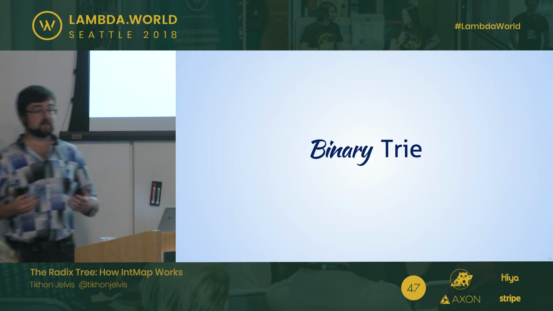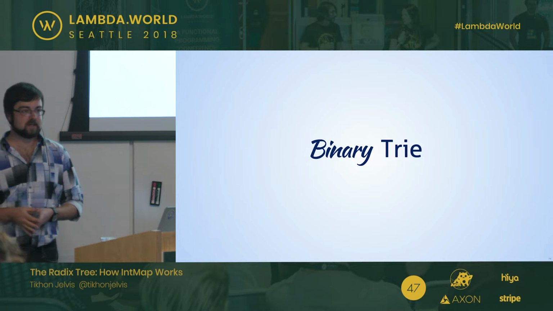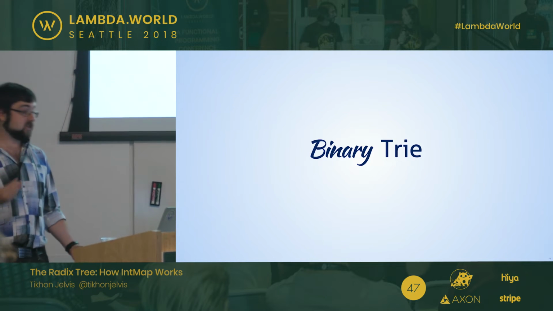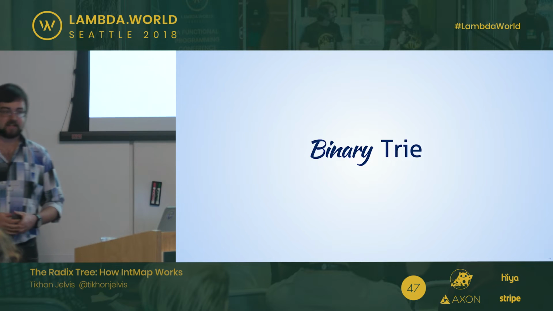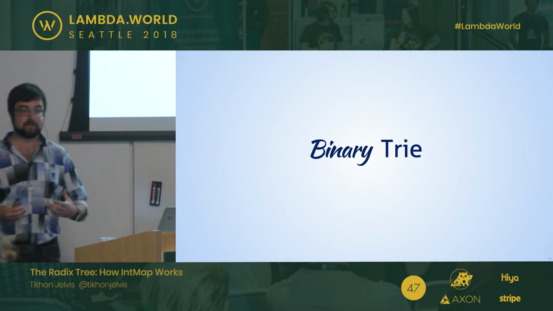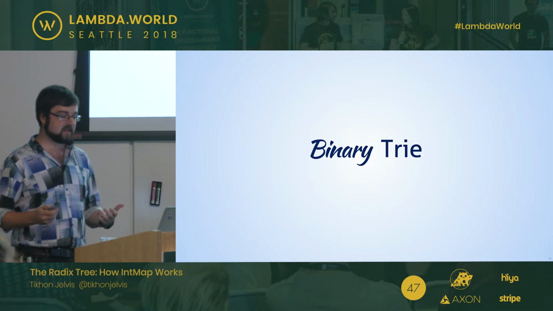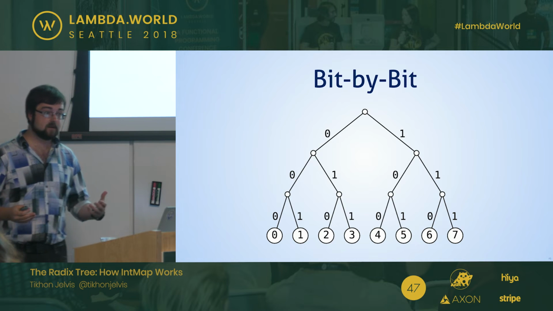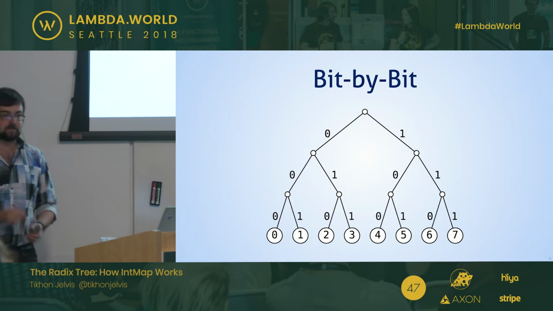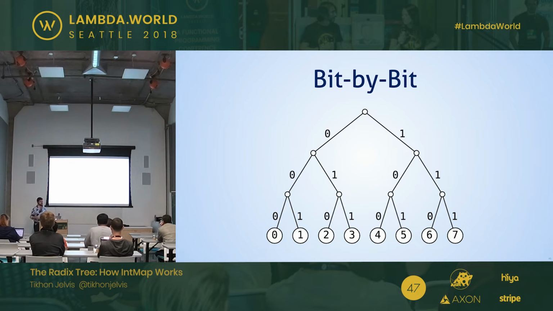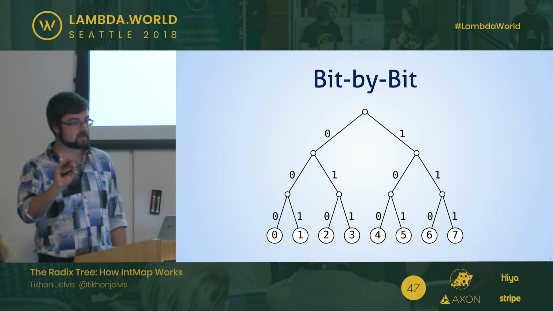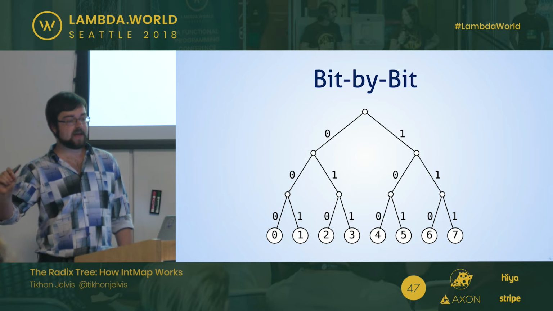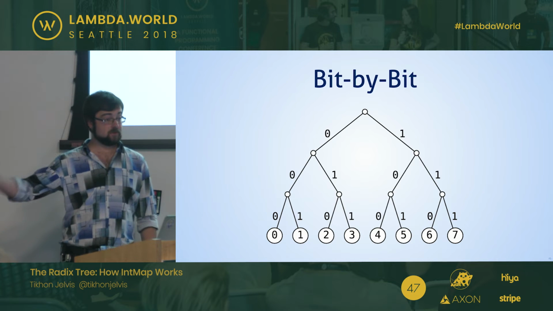Okay, so what is IntMap? Well, IntMap throws in another complication, I guess, on top of this. And so the first thing is that IntMap is a binary trie. And in this case, when I say the word binary, I mean that IntMap works bit by bit. So instead of considering characters in some arbitrary character set, IntMap does it by taking a look at the actual bits that make up a key and reading those and branching on those.